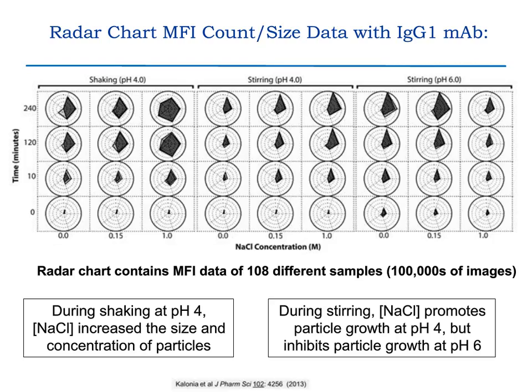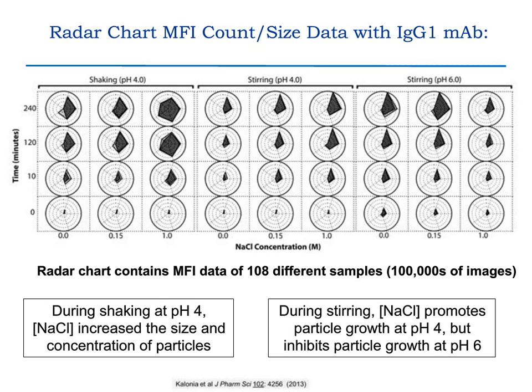So here on the x-axis, we have different amounts of salts. On the y-axis, we have time. And on top, you can see we either shake the samples or stir the samples at different pHs. And we can very rapidly see changes in the particle number and particle size distribution depending on the stress and on the formulation.